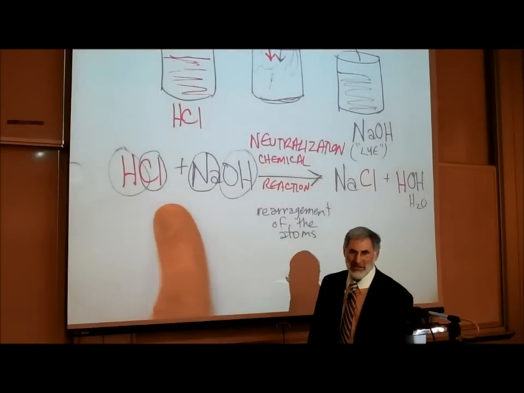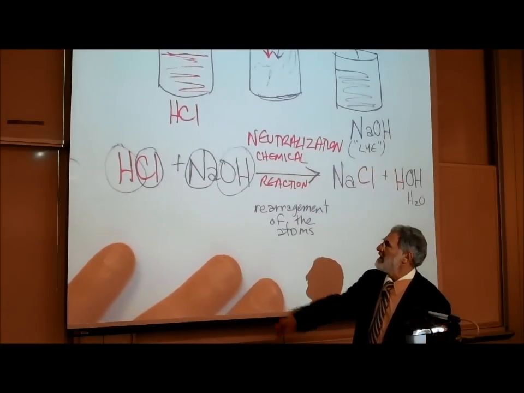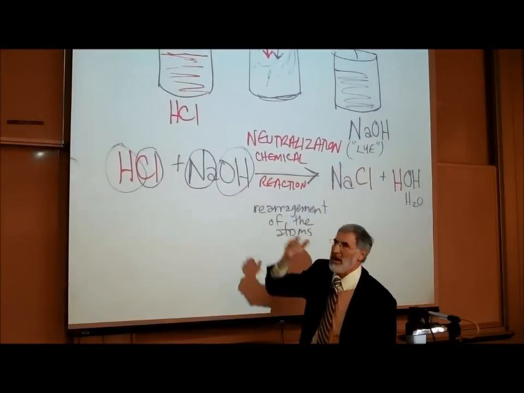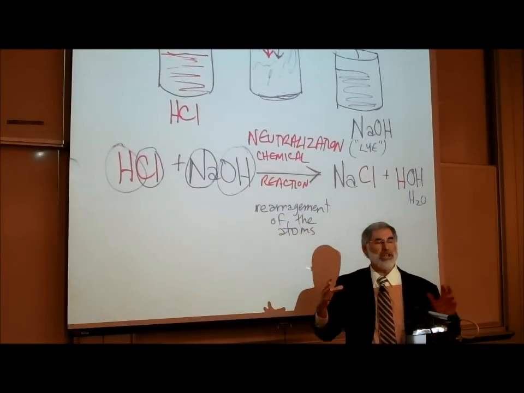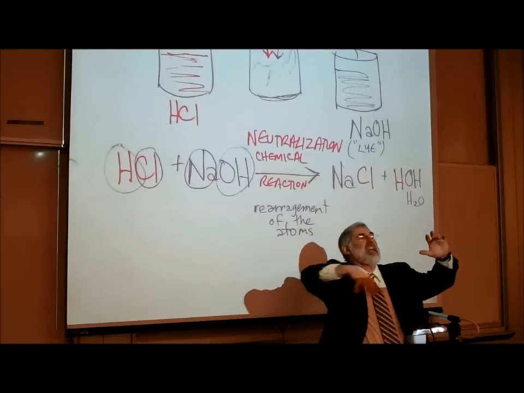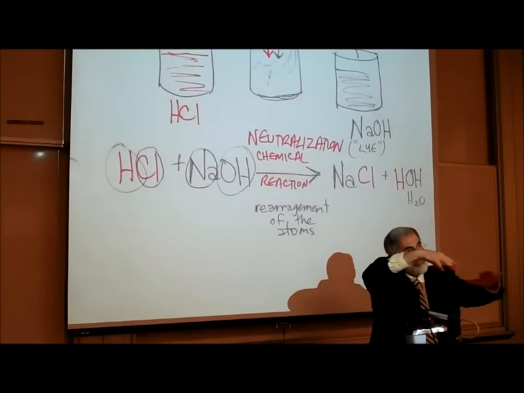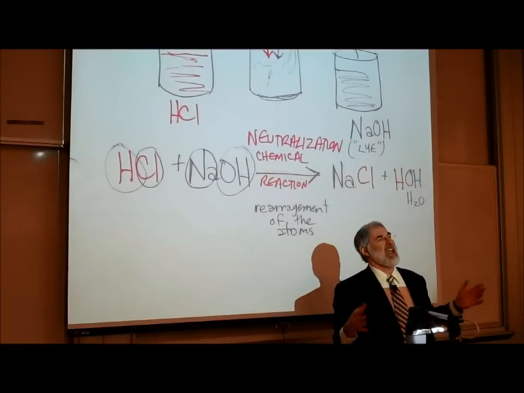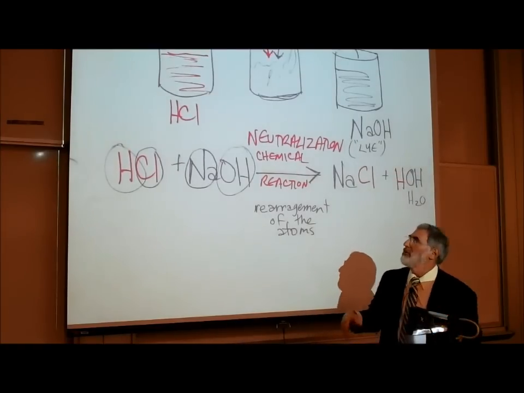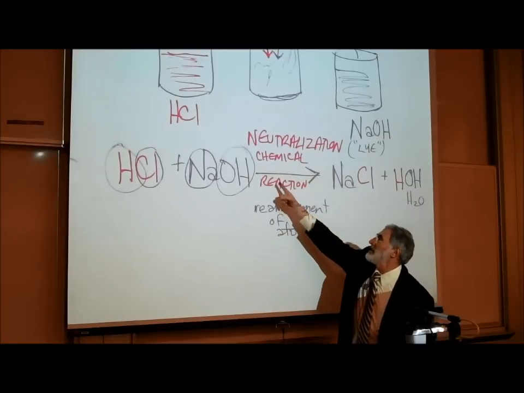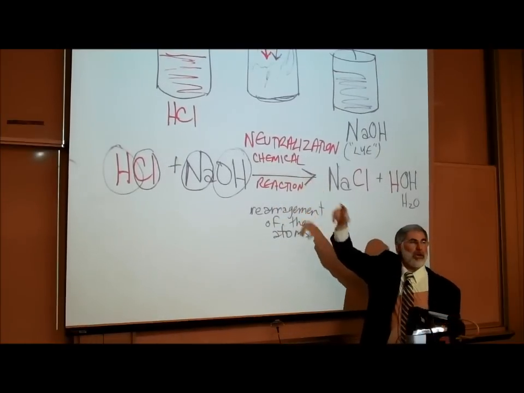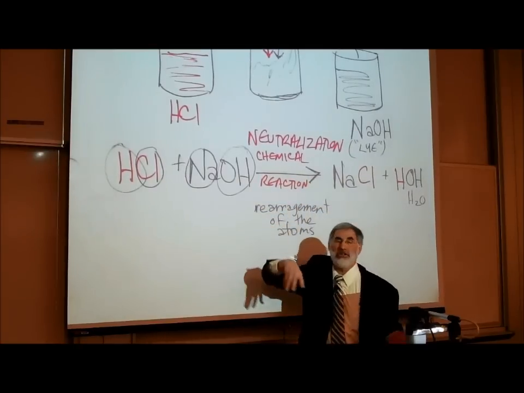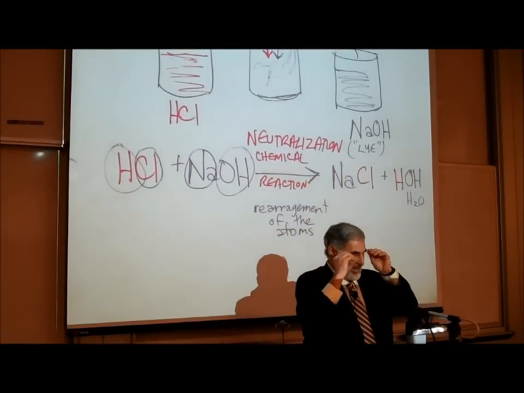And here's what happened. He combined hydrochloric acid with sodium hydroxide. Now, when you combine chemicals and they mix and remix into something else, that's called a chemical reaction. They react. We represent a reaction by drawing an arrow. The arrow represents a chemical reaction. This particular chemical reaction is called a neutralization reaction.